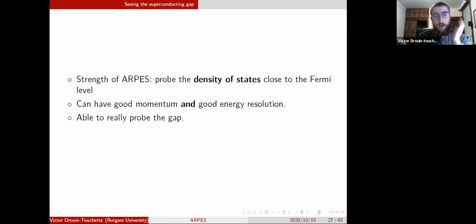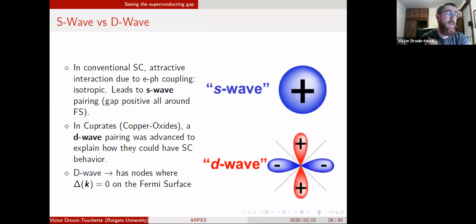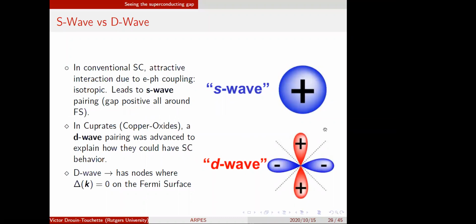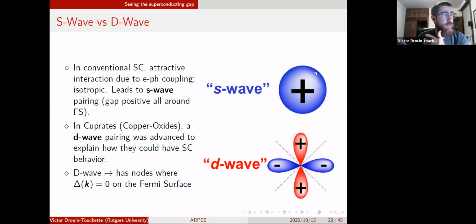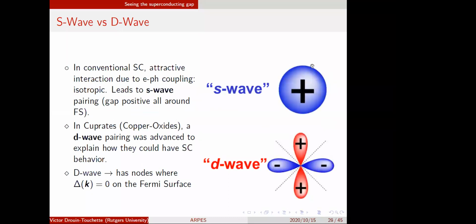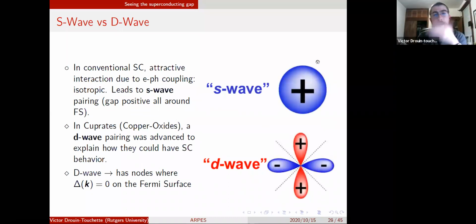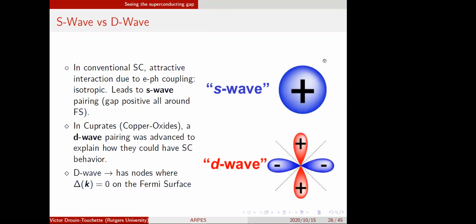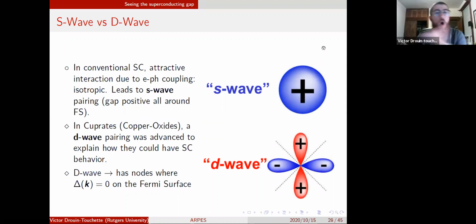So a really cool thing that ARPES can do is that, yes, you can get the intensity versus the energy, but you also have momentum. You can have a momentum resolution. And what you can do now is distinguish between conventional superconductors and unconventional superconductors. What happens in conventional superconductors, like the one we just saw before, is that your gap doesn't change with which momentum you have for your band. So there's always going to be the same gap.